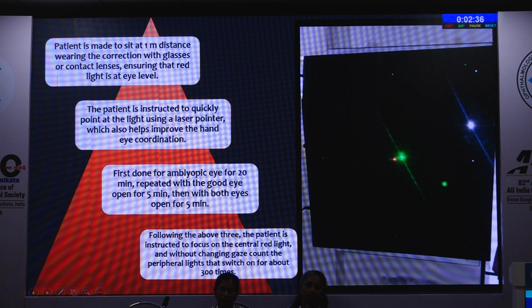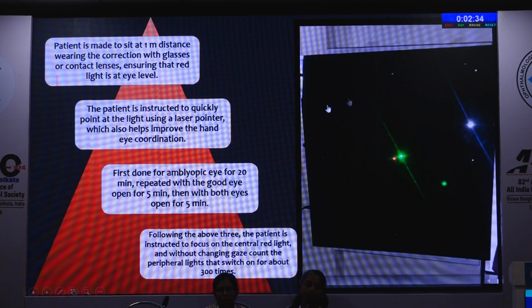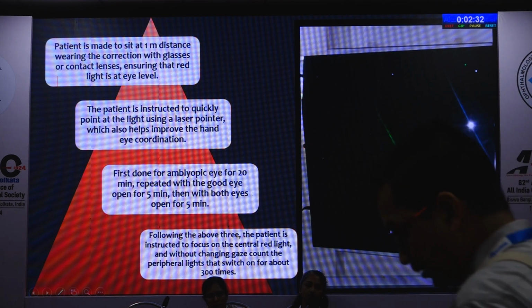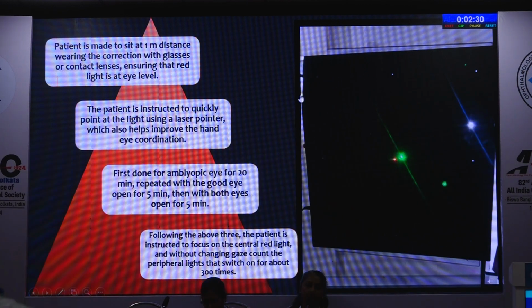So basically this is what the instrument looks like. There is a black shiny board with 9 LED lights. The peripheral ones are white in color, and there is a central red one. There are different modes. The red one is always on, and the ones in the periphery keep flickering randomly. This green color corresponds to the laser light from the laser pointer which is given to the patient. There's a video here, I'll play it.